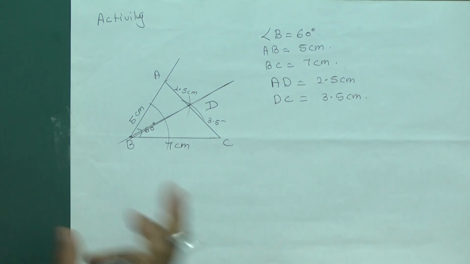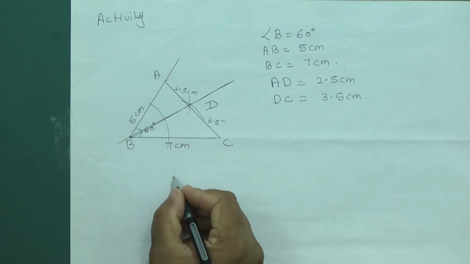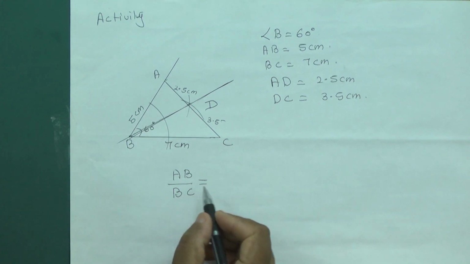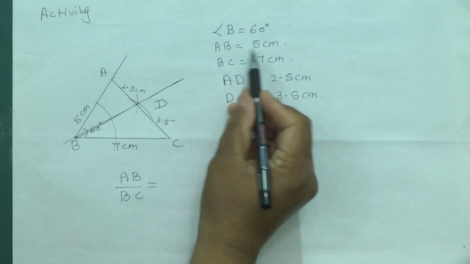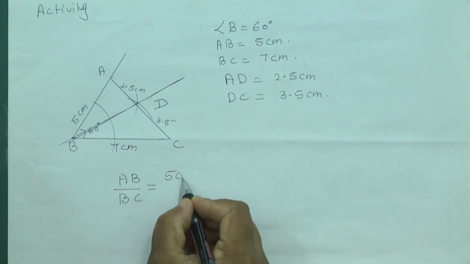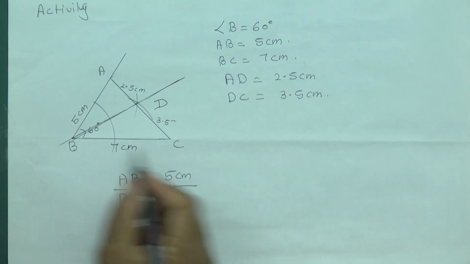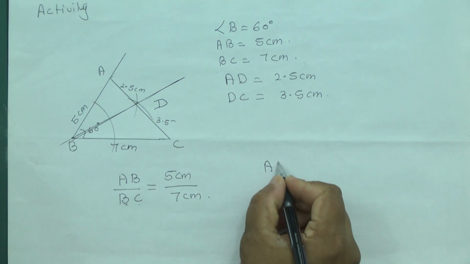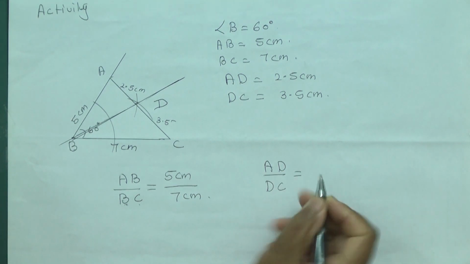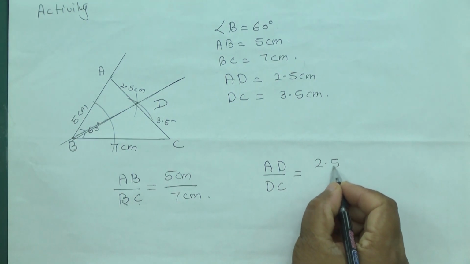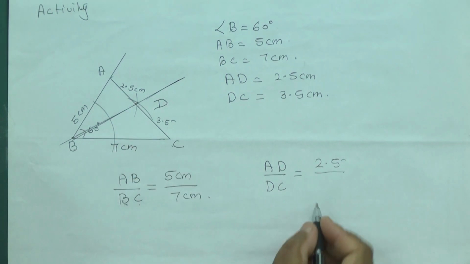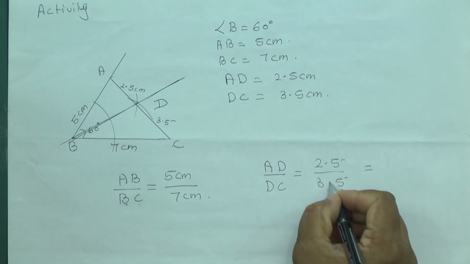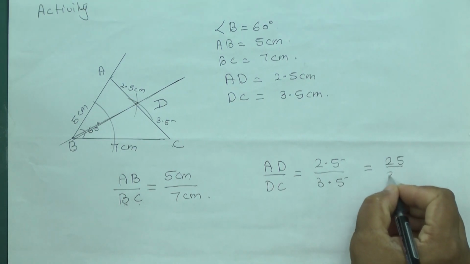Now I'll be finding the ratio of AB upon BC. AB is 5 centimeter, children, upon BC. BC is 7 centimeter. Now find the ratio of AD upon DC. AD is 2.5 and DC is 3.5. So we get here point and point goes away and you get 25 upon 35.